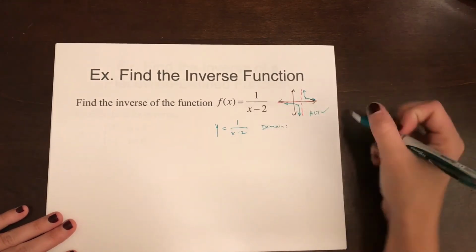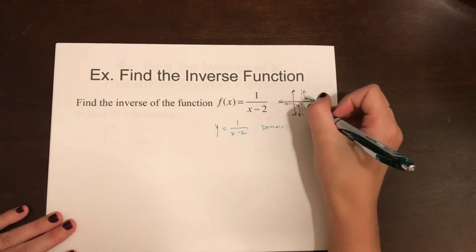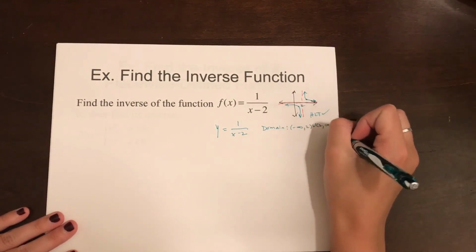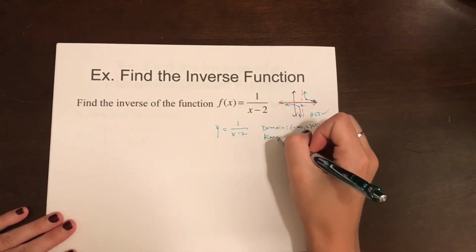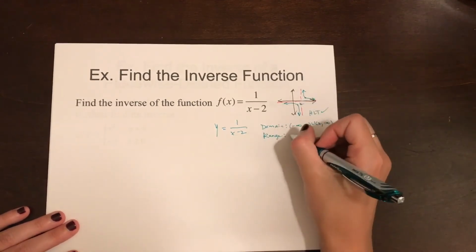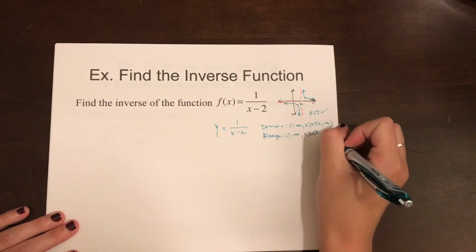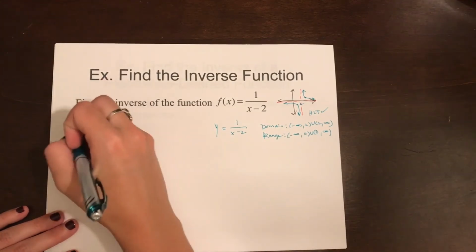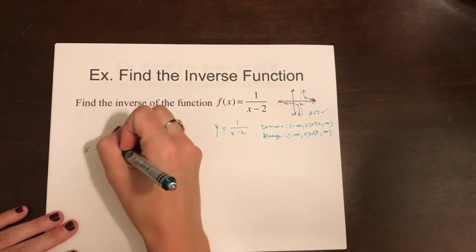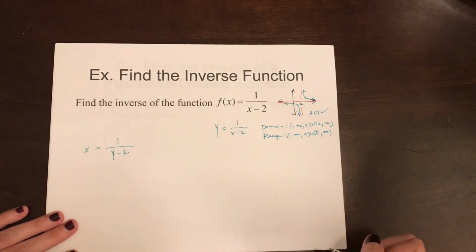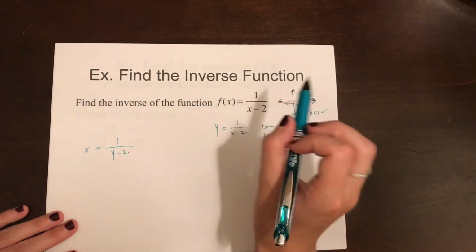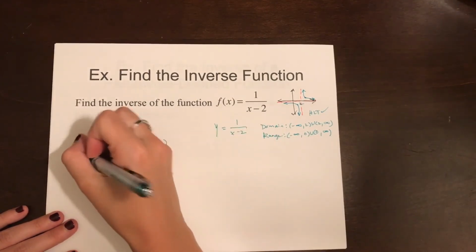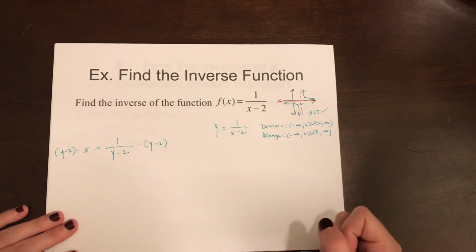Domain, okay, I can see is negative infinity to 2, union 2 to infinity. And the range is, remember, read bottom to top, so negative infinity to 0, union 0 to positive infinity. Okay, so going to find our inverse function, I'm going to switch x and y. Okay, I need to get y out of the denominator because remember, now we're solving for y to find the inverse. So I'm going to multiply both sides of the equation by y minus 2. Make sure you're using your parentheses.